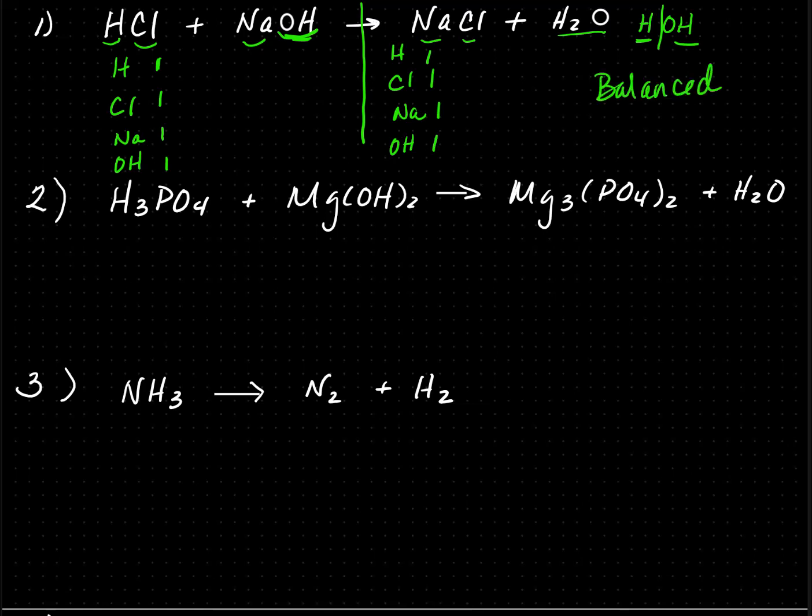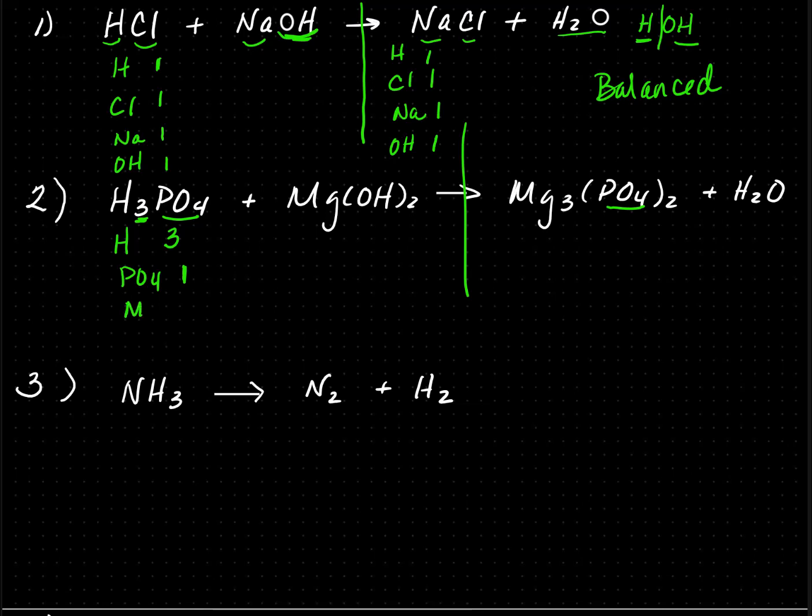Number 2, again, I'm going to separate my reactants from my products. I'm going to count each atom. So H, and then PO4. I'm going to keep PO4 together. Why? PO4 appears here, and PO4 appears again on the opposite side together. There are 3 H's because the subscript is 3, but there is one PO4. If there is more than one PO4, it needs parentheses.